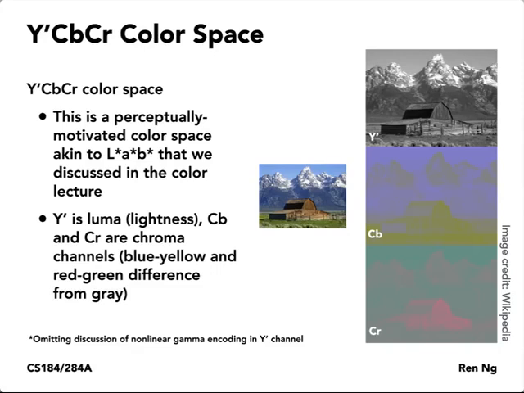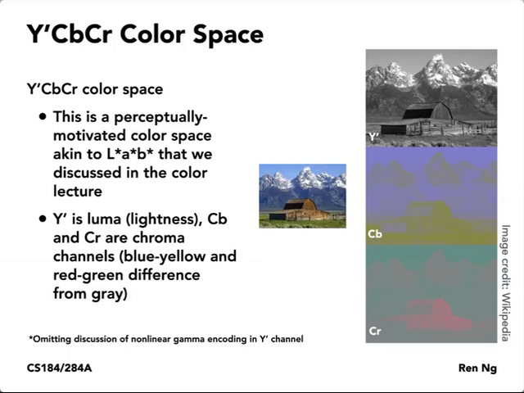JPEG does its compression in a color space called Y prime CBCR. Okay. This is a perceptually motivated color space. Remember, a color space is just a mathematical representation for colors in 3 numbers. Y prime CBCR is a perceptually motivated color space that's got a lot of similarities to the CIE Lab or L star, A star, B star color space that I walked through in some detail with you last time.